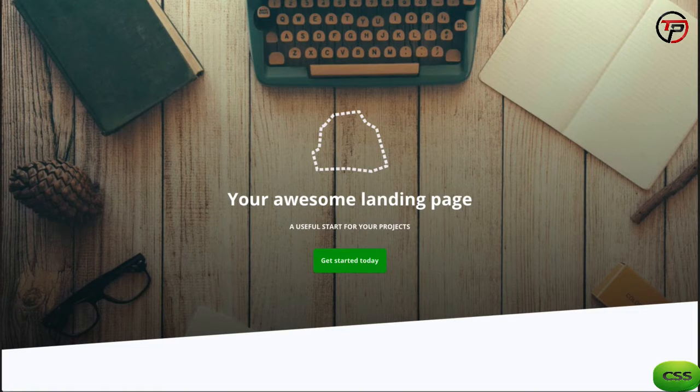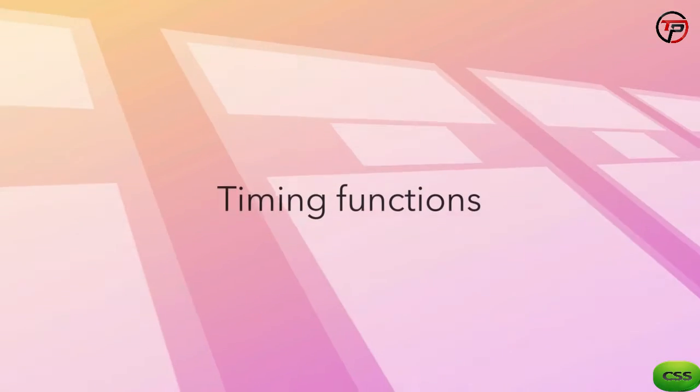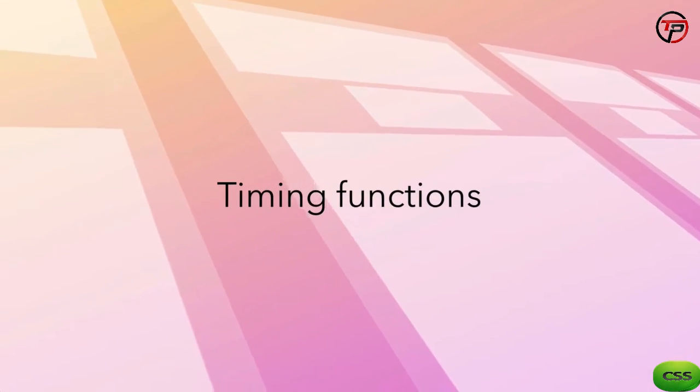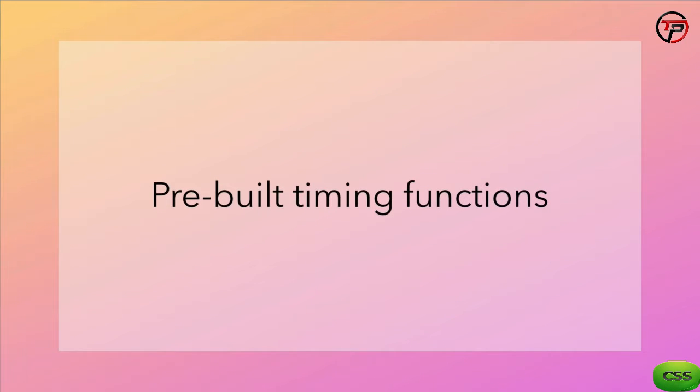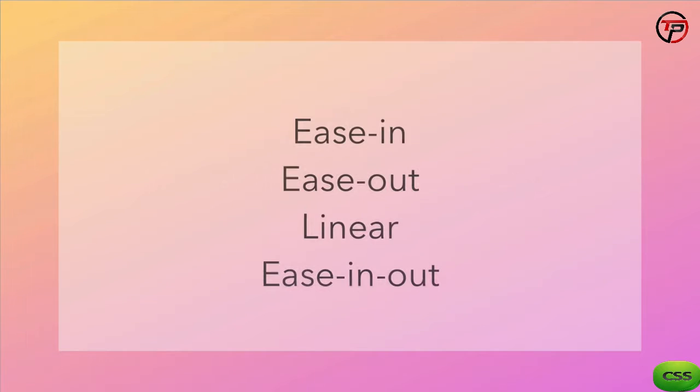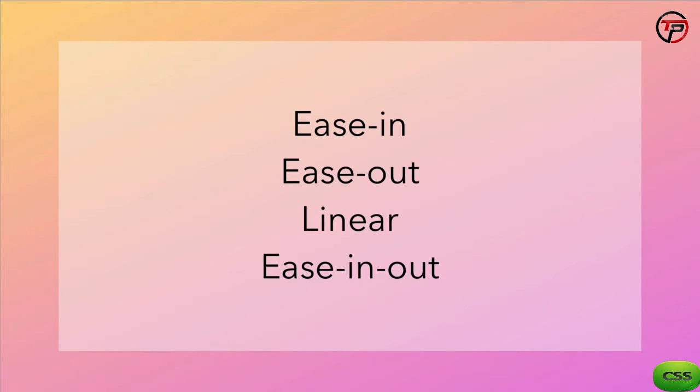Next, let's take a look at the timing function. Browsers give us a set of pre-built timing functions to work with. This includes ease-in, ease-out, and more. They're handy, but they tend to be a little bit boring and not always ideal for larger animations. We can instead create our own timing function to change the way our pseudo-element moves on the screen.